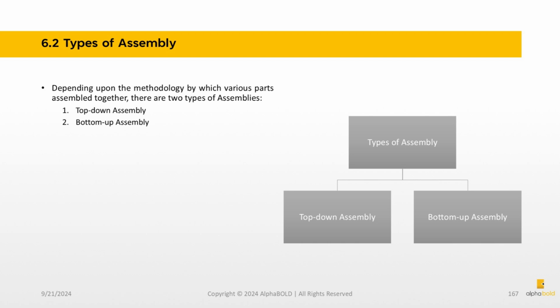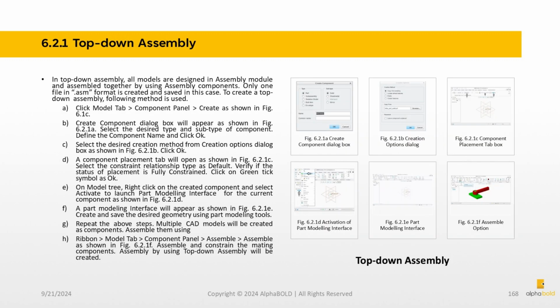Depending upon the methodology by which various parts assemble together, there are 2 types of assemblies: top-down assembly, bottom-up assembly. Top-down assembly: all models are designed in assembly module and assembled together by using assembly components. Only one file in .asm format is created and saved in this case.